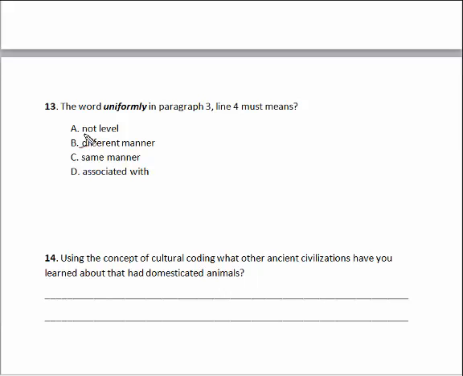A says not level. Wrong. Get it out of there. Different manner, we already know it's got to say the same. That's out. Same, that's on track. And associated with is off topic. C for problem number 13.